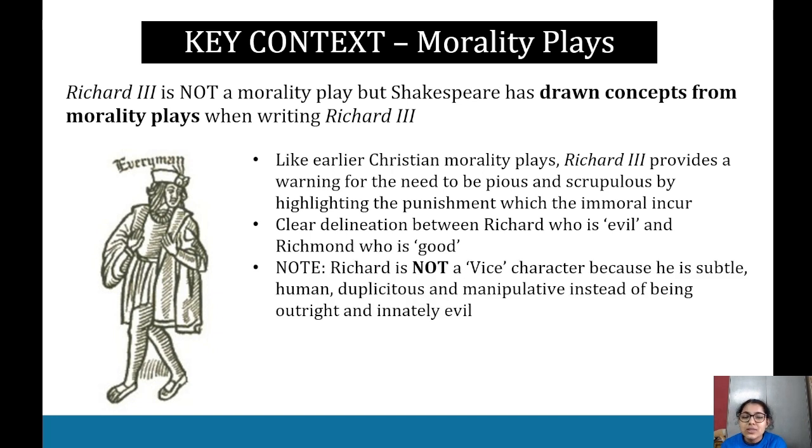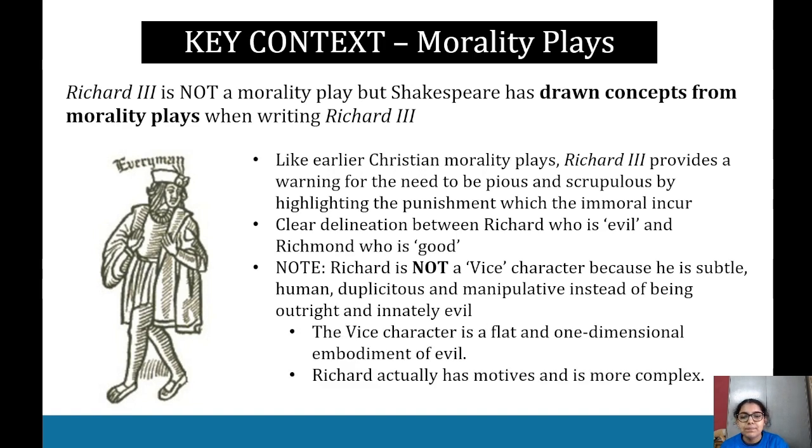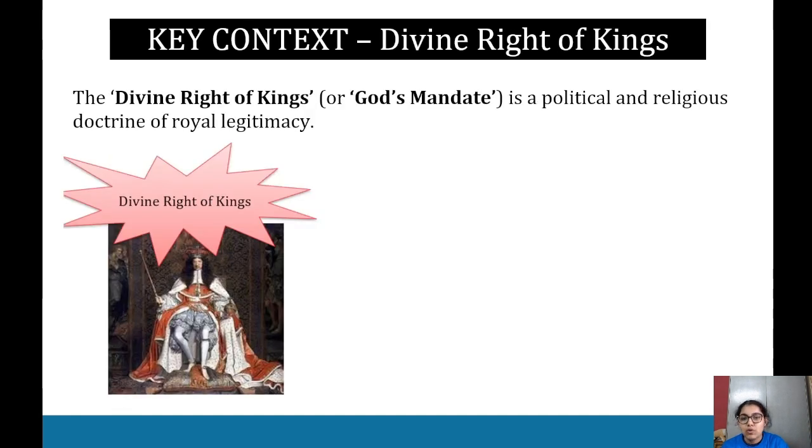Now, Richard is not a Vice because he's subtle, he's human, he's deceptive and manipulative instead of being outright and innately evil. So he plans this whole thing out. The other characters in the text, his brothers, they don't know what's happening. They don't think that he's evil, so there's that subtlety. Hence, he's not a Vice, but he's of course still a Machiavellian character. Remember, the Vice character is a flat and one-dimensional embodiment of evil. Richard has motives and he's more complex.